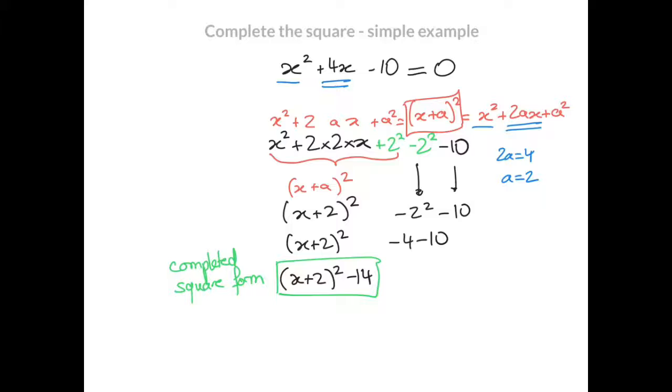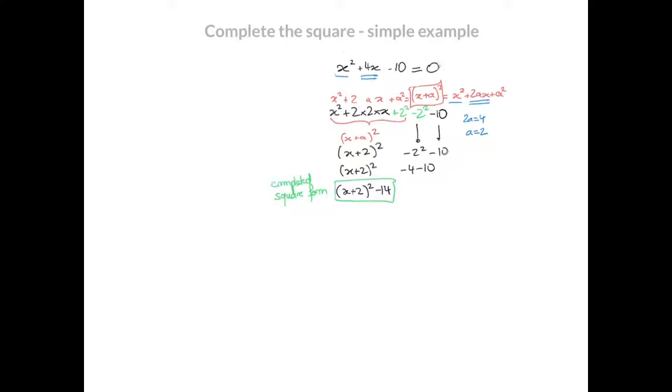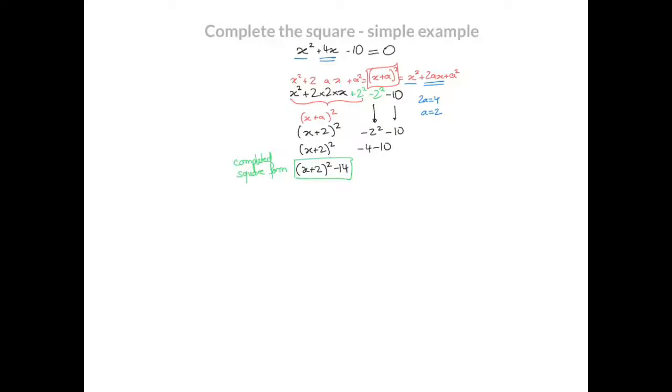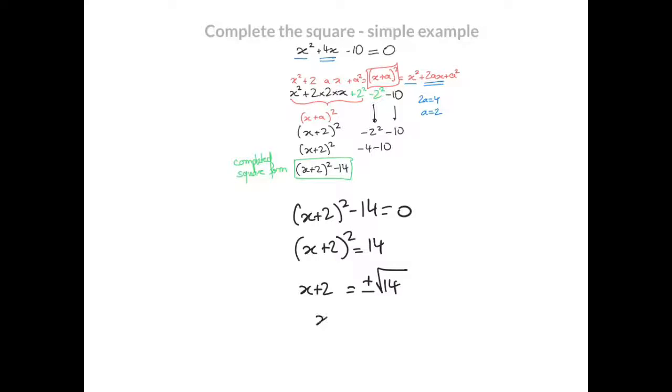Let's now look at how this completed square form could help you actually solve the equation. So let's try and solve (x plus 2) squared minus 14 is 0. This means that (x plus 2) squared is 14. This means that x plus 2 can be plus or minus the square root of 14. So x is -2 plus or minus the square root of 14.